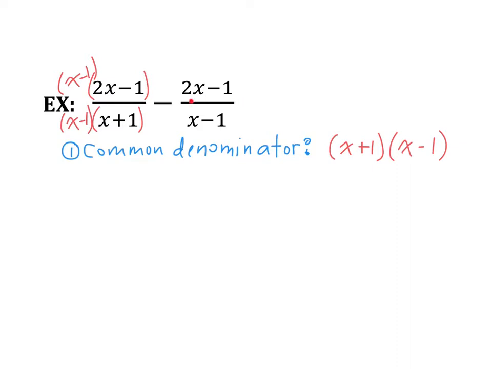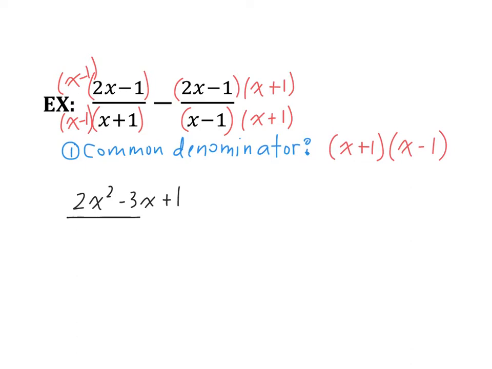And what are we missing in this second rational expression portion? We're missing an x plus 1. So we need to multiply the numerator and the denominator by x plus 1. When we clean up each numerator now, we're going to keep those separated. So this first one, x minus 1 times 2x minus 1, we're going to get 2x squared minus 3x plus 1 over our new denominator now is x minus 1, x plus 1.